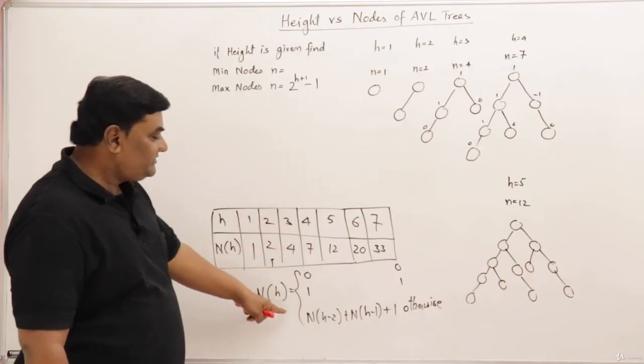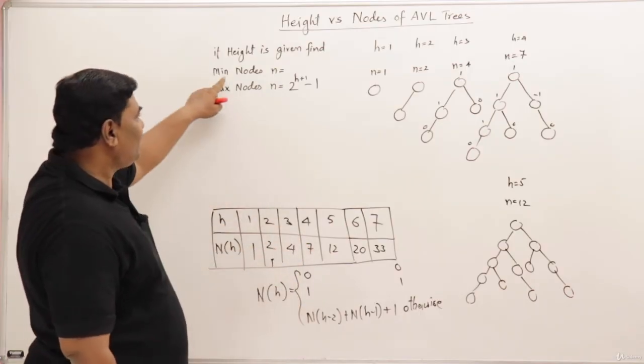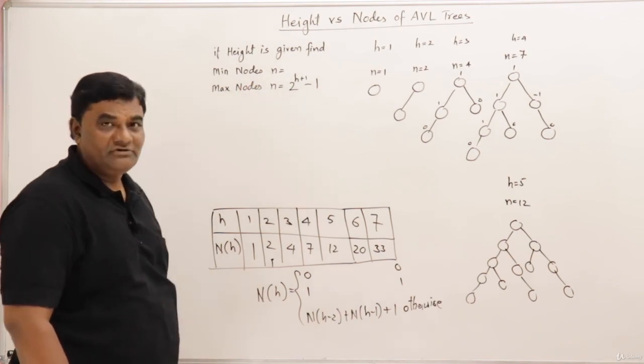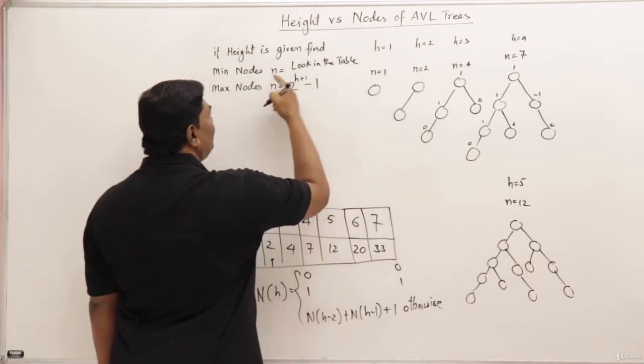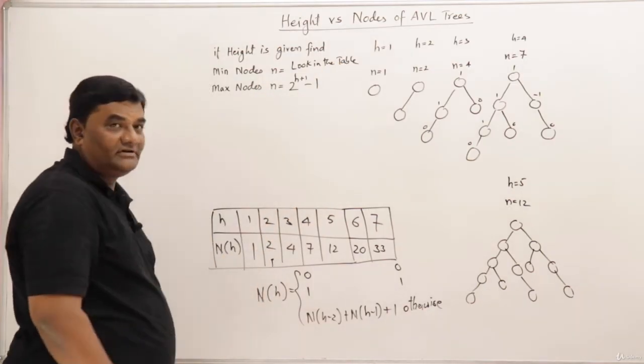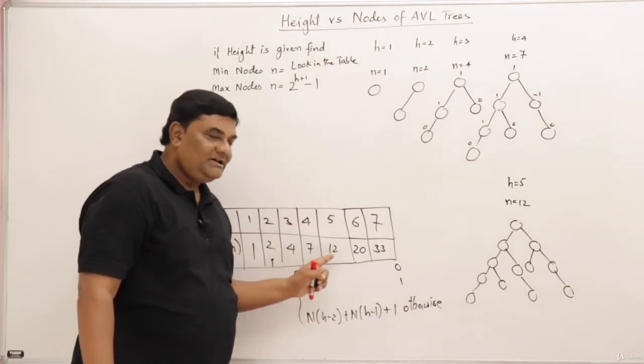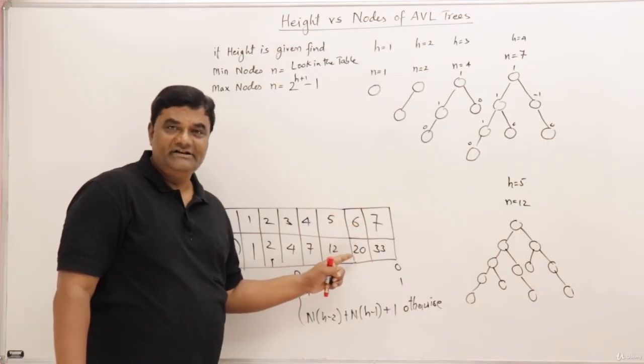So minimum nodes can be obtained by this formula. So I should write down this formula here for minimum nodes. Actually, I will not write the formula. I will say look in the table. So for minimum nodes, look into the table. If height is 5, minimum 12 nodes, height is 6, minimum 20 nodes, like this.